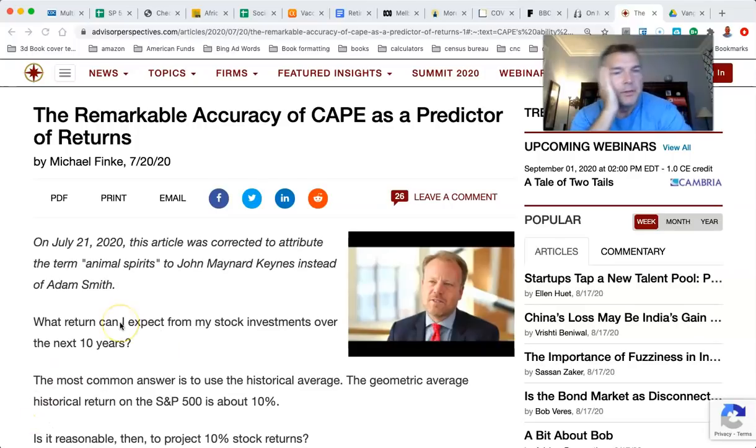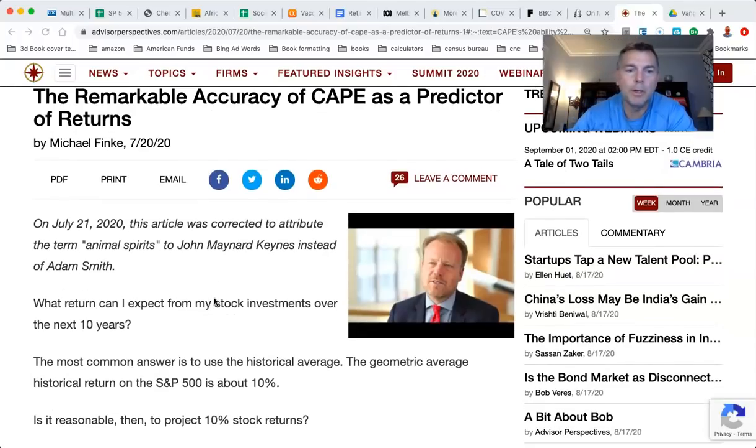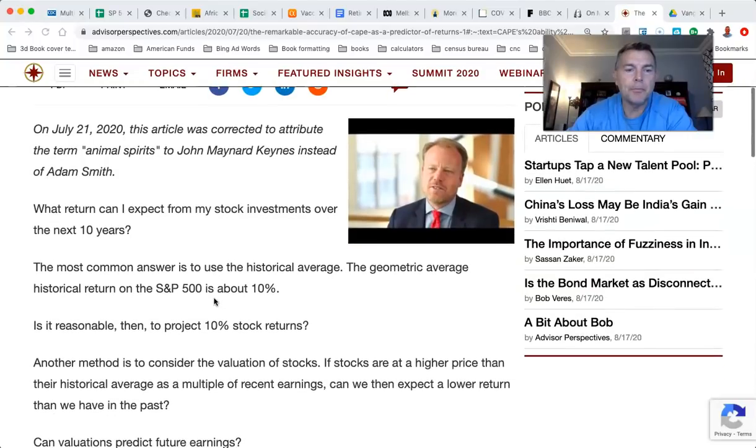All right, so this article came across my feed on July 20th by my man Michael Finke here, or Fink, I'm not sure, I think he's at American College, used to be at Texas Tech. Good guy, I like him. The remarkable accuracy of CAPE, and that's a cyclically adjusted PE ratio that Robert Shiller talks about, from Irrational Exuberance fame, Yale, and the Nobel laureate.